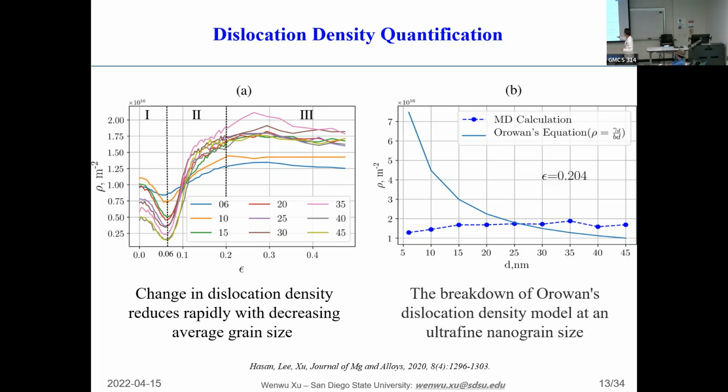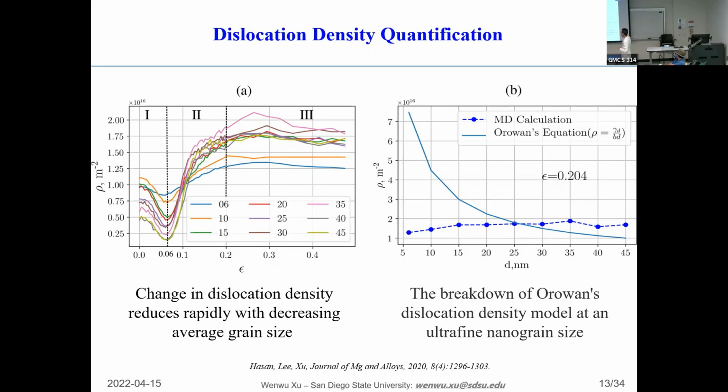You can see that in a smaller grain size, the change in the density is relatively small, but for a large grain size, the dislocation density change is relatively larger. And we want to further quantify this effect. There is a very nice classical way from before the invention of molecular dynamics simulations. People used an analytical way to quantify the dislocation behavior, and that is the so-called Rovans equation.